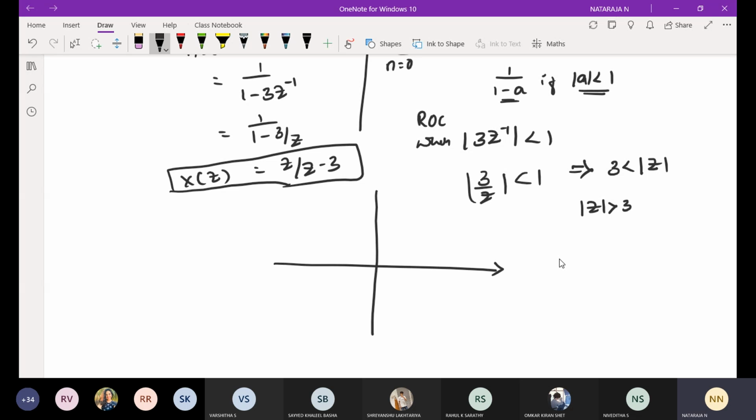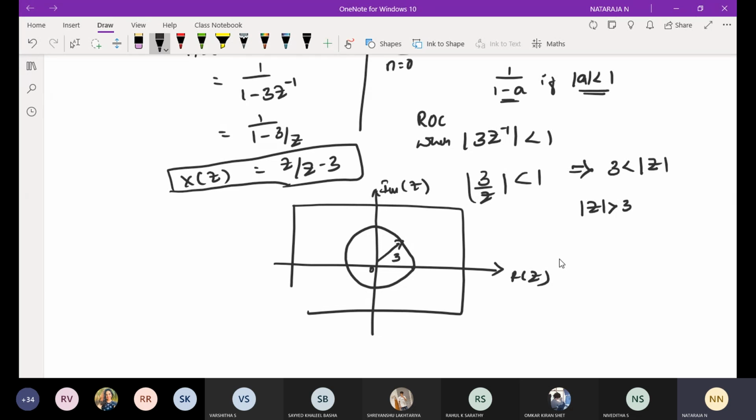See here, this is the imaginary axis of the Z domain, and this is the real axis of the Z domain. Here this is my 0, this is my 1, 2, 3 across. Here I am going to get my position of 3. At this I can draw a circle, and after 3 up to infinity I am going to get the ROC, the region of convergence.